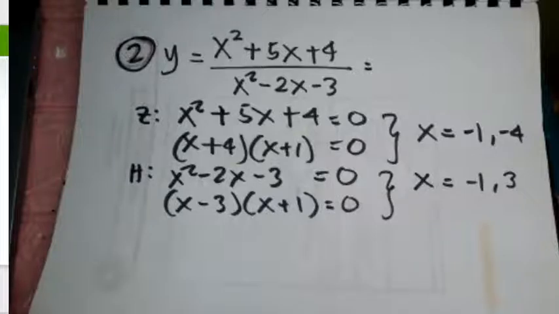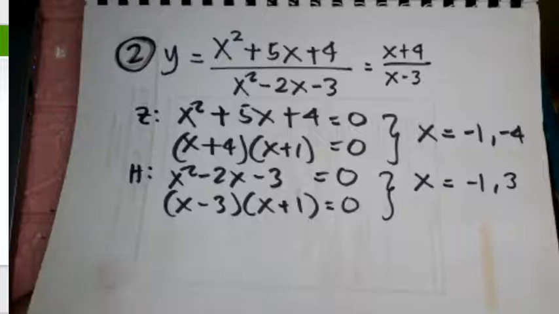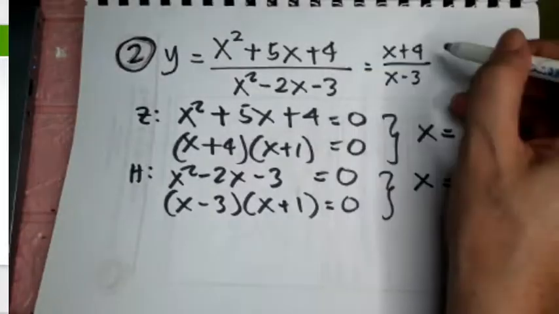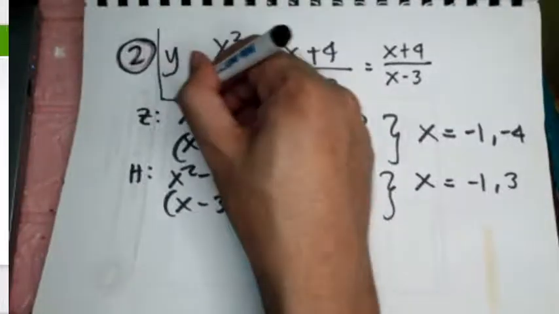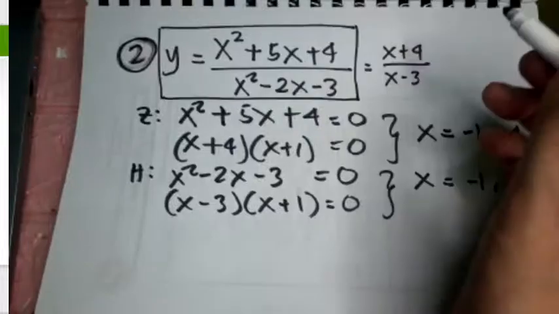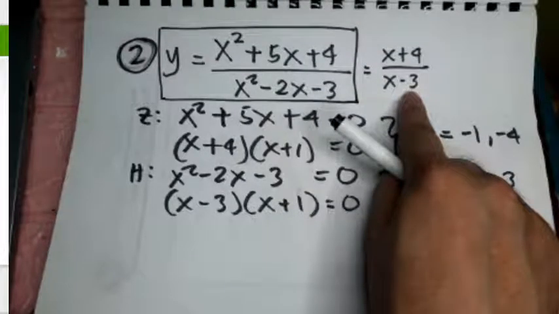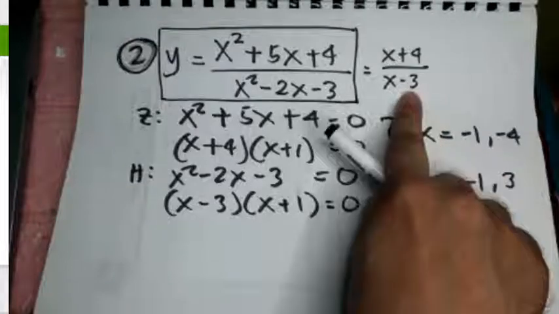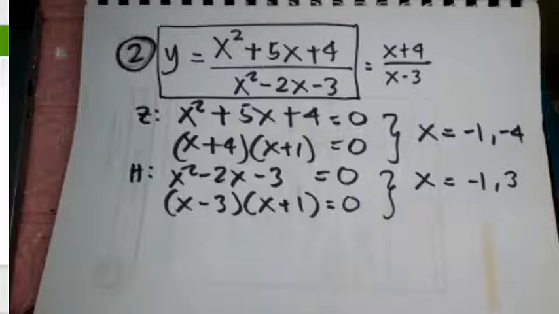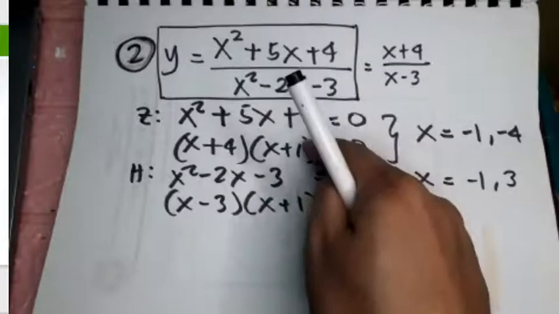However, this is our problem, not this one. So take note of this. This is our function, this is our equation, not this one. This is a simplified form of our equation. Simplified because we don't have x plus 1 on the numerator and denominator. We already canceled out x plus 1 from the numerator and denominator. Okay?